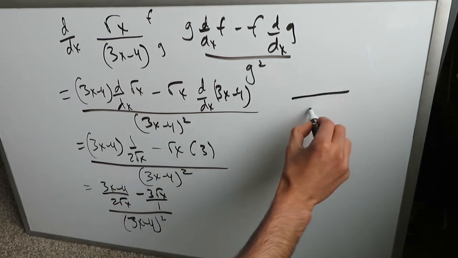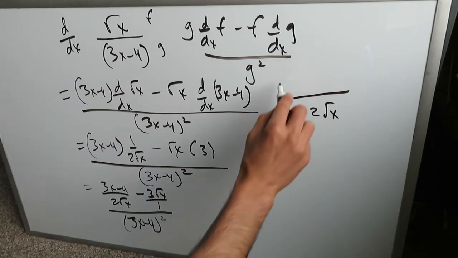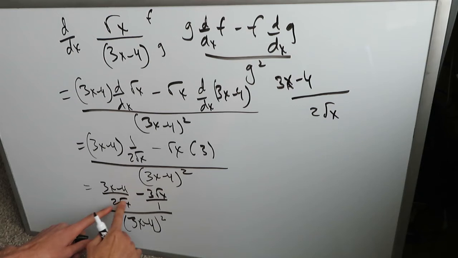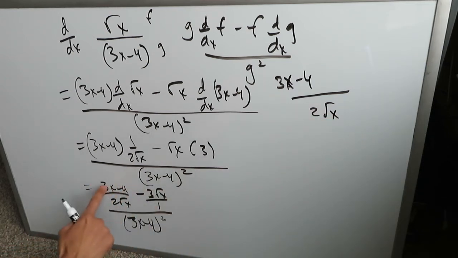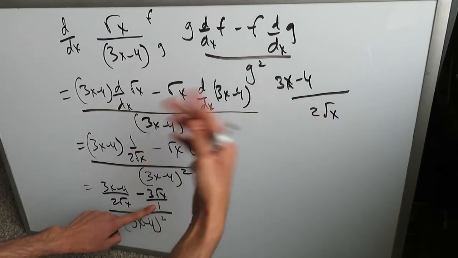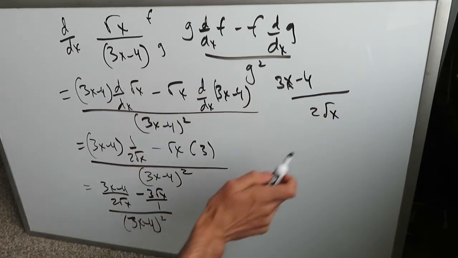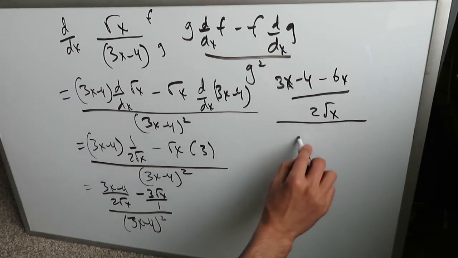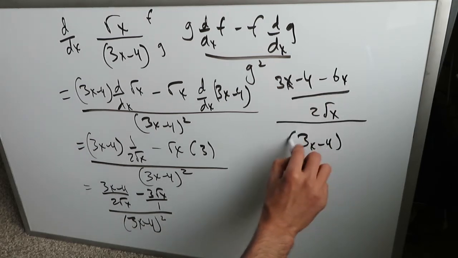Common denominator of 2 root x. So let's do fraction algebra over here. 3x minus 4. 2 root x goes in 2 root x one time, so this numerator is unchanged. But this numerator over here will be changed. 1 goes in 2 root x times. When you multiply by 3 root x, you get 6x minus 6x. And this, of course, is all over 3x minus 4 whole square.